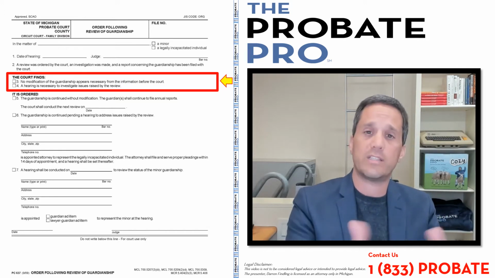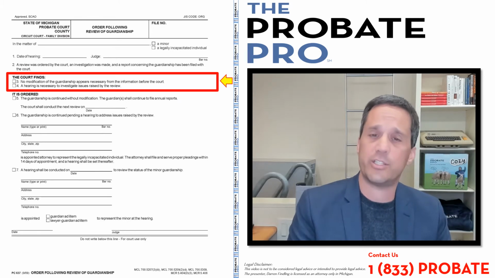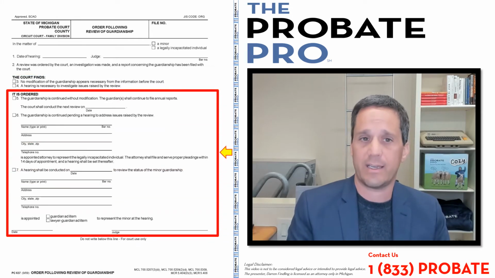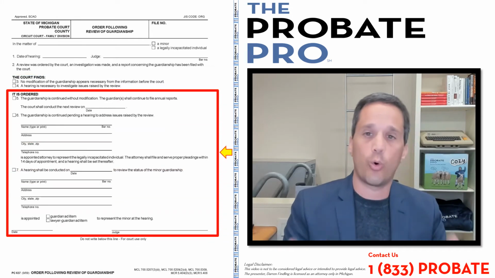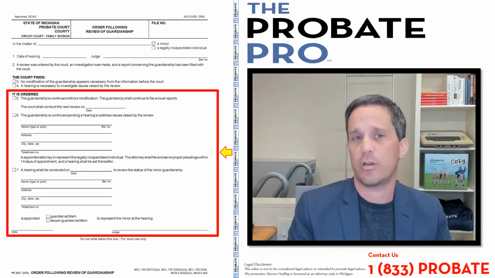So the review is done by the court-appointed individual or agency, and then if there's a hearing that's necessary, the court would make that finding. Now, the next section are the orders. These are the provisions in which the court is actually ordering things to occur.